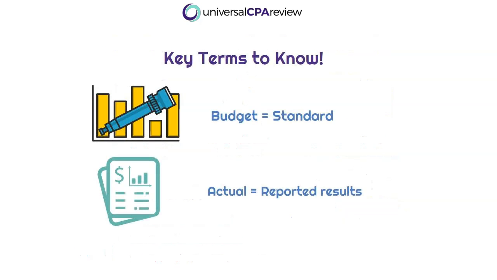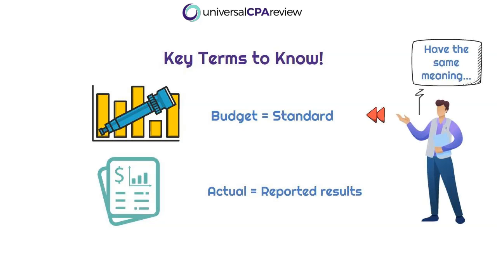Now, for some key terms, there's really two that we need to know. The first is standards, which are also the same as the budgeted, those are what management expects going into a period. So they would say our standard cost to purchase this is this amount, or our standard direct labor rate per hour is this amount.